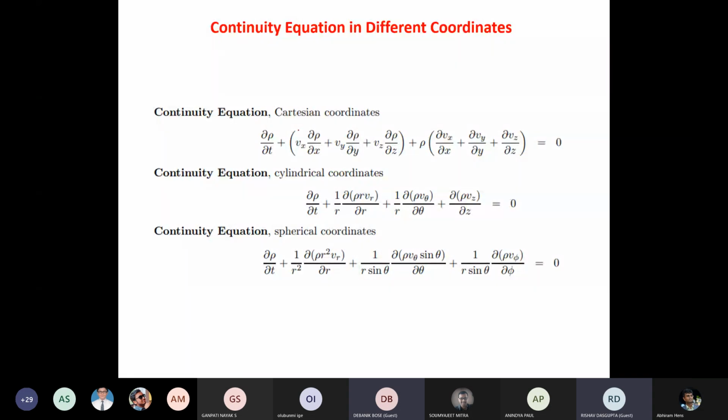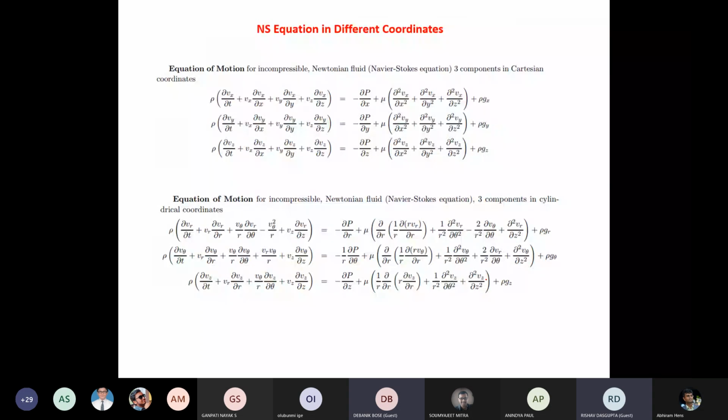Similarly, the Navier-Stokes equations, if you see, this is the equation in Cartesian coordinate, and this is in cylindrical coordinate, r theta z format, and this is r theta phi. So selection of coordinate is very important from the problem's perspective. Now, how to choose whether you will solve the equations in Cartesian coordinate or spherical coordinate or cylindrical coordinate, that depends on the system geometry.